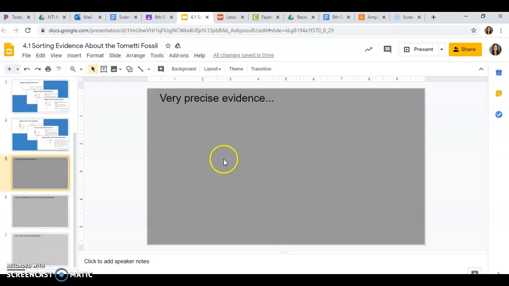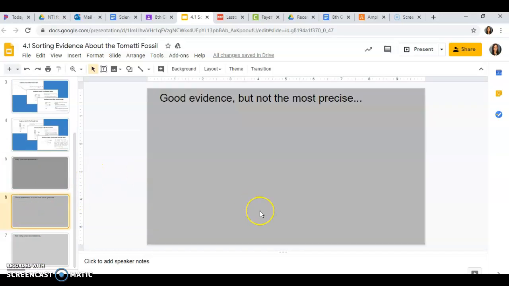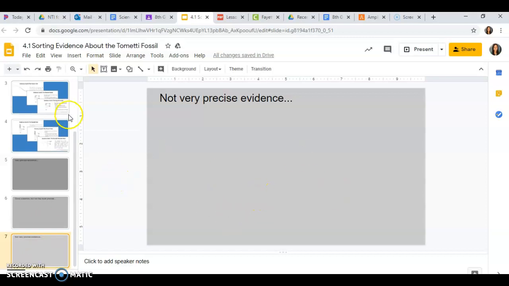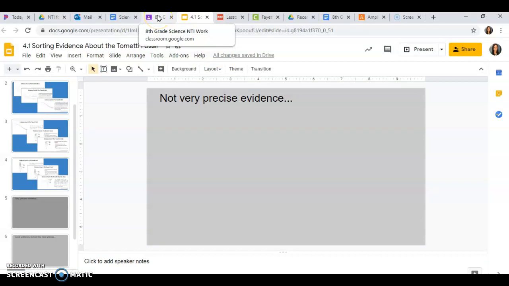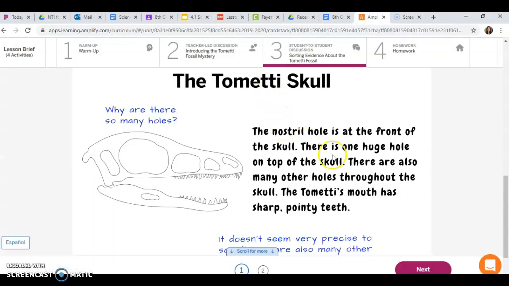So the first one is precise evidence, so that's strong, detailed, really helpful evidence. Then our next one is good, but not the most precise. It's kind of medium, kind of helpful, kind of not. And then our last category is not very precise. So not detailed, vague, not helpful. You're going to put them here. Then you will turn this in the Google Classroom. So like I already said, this is going to be an assignment, so make sure you turn it in when you are done. Also make sure you're clicking hand in on all your Amplify assignments.